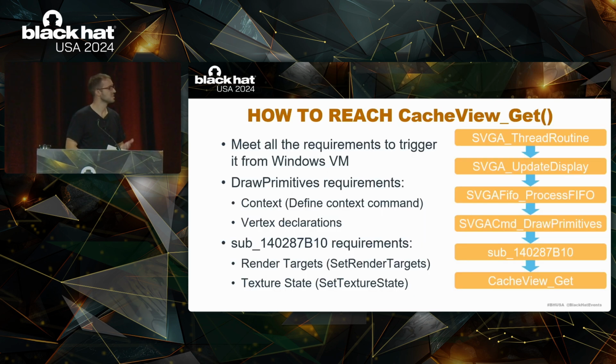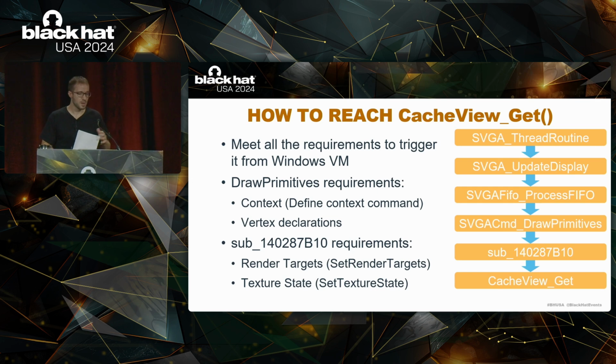On the right, you can see this is basically the backtrace of the buggy function. It is called from the SVGA command called draw primitives. At that point, I wanted to move from the mini operating system and develop a realistic exploit, so I wanted to trigger the bug from inside the Windows virtual machine. That's why I was reversing the SVGA handlers, the draw primitives, and the functions that draw primitives calls, in order to understand all the requirements to force the execution to call the buggy function.